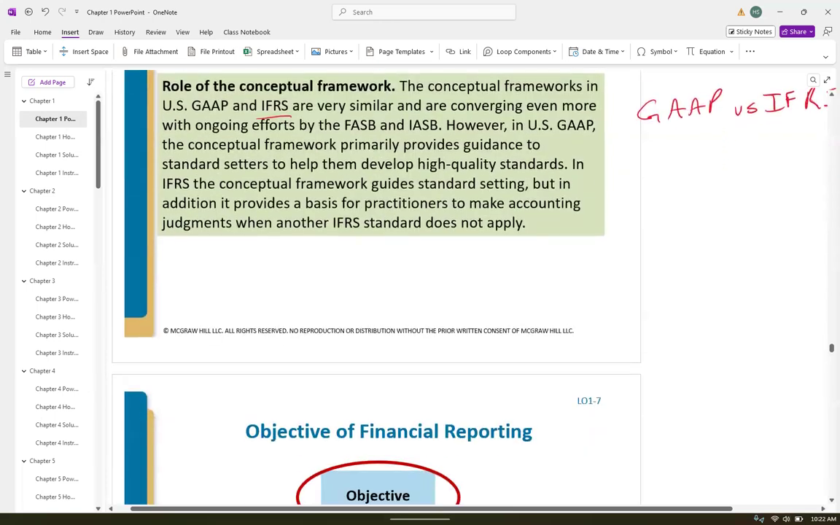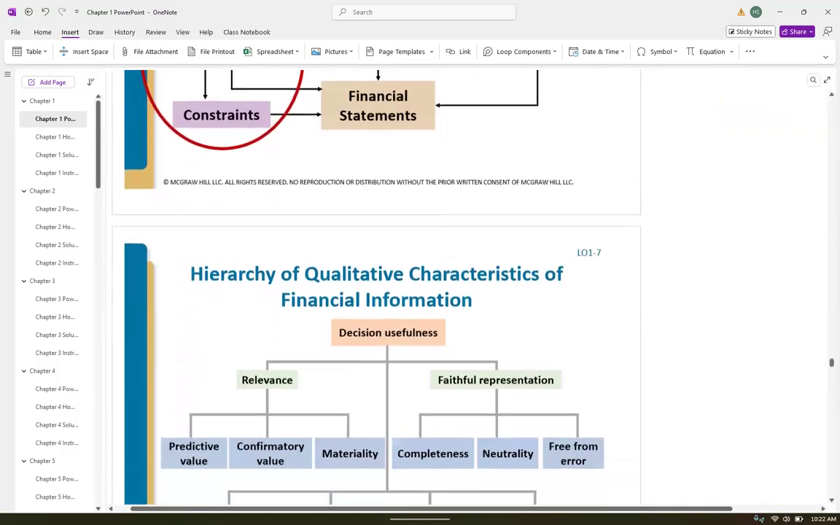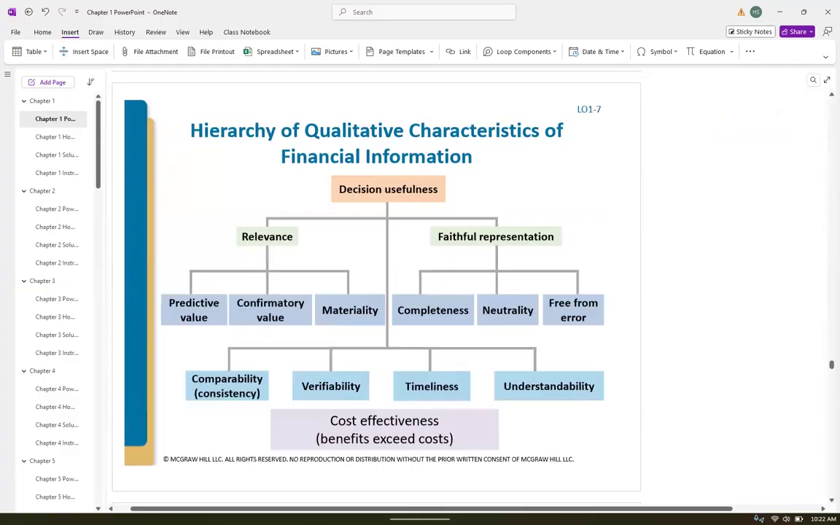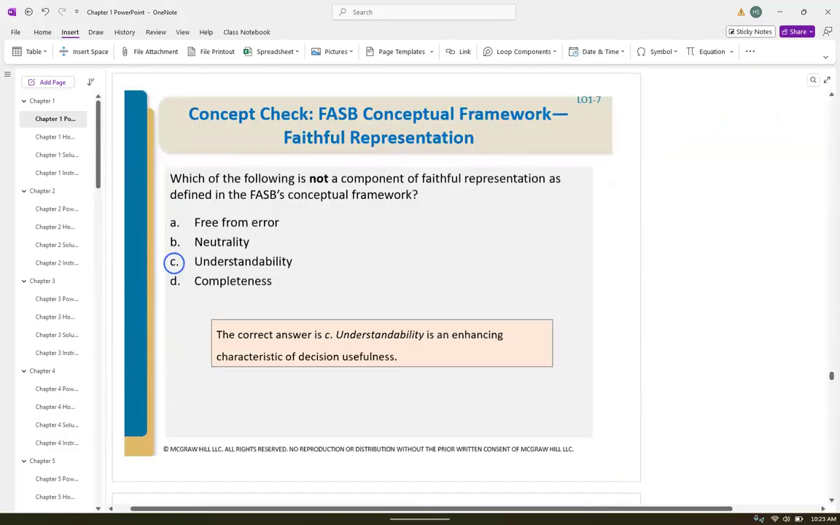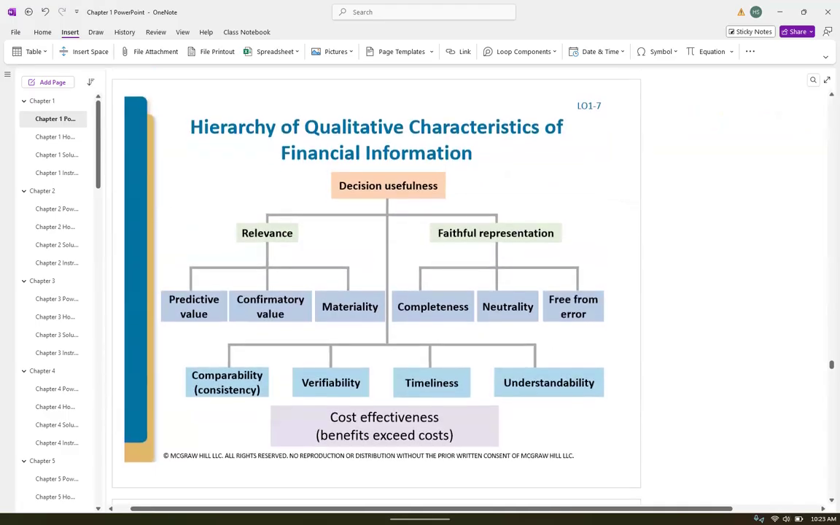Okay. All right. So sometimes the way these slides are, they don't do real great when they're transferred over to OneNote. So let's kind of look at this. Okay. We're going to break this down. This is the hierarchy of qualitative characteristics of financial information. So we're going to talk through these. So decision usefulness. Okay, I'm going to start right here, and we're going to work our way down through here.